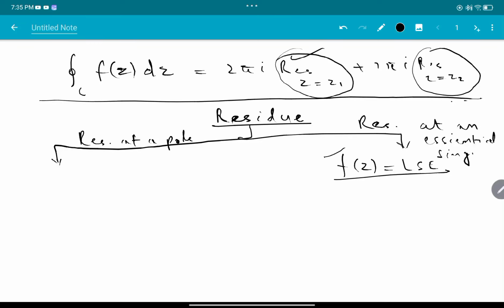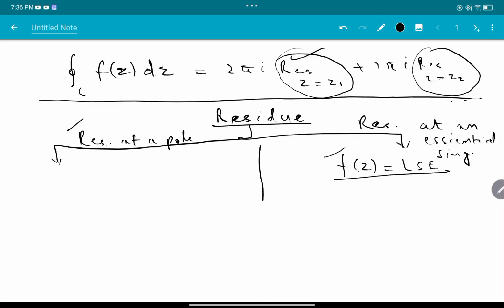This can also be applied to a pole, but often the Laurent series expansion is a cumbersome thing, so there is a simpler method of finding residues, and that simpler method is the derivative form from Taylor's theorem. What does that mean?